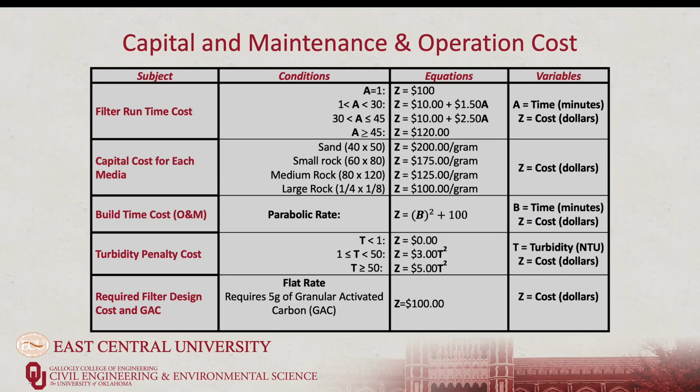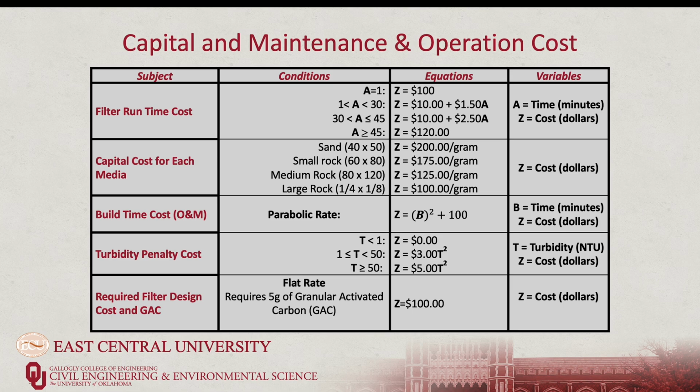For your filter design project, you have a capital and maintenance and operation cost. For your filter runtime cost, you will be charged for how long it takes for the water to filter through your system. You will also have a capital cost for each media. This means that each media will be charged at a different price per gram used in your column. You will also have a build time cost, which starts from your conceptual design down to your final filter designed as built. Next, you will have a turbidity penalty cost.